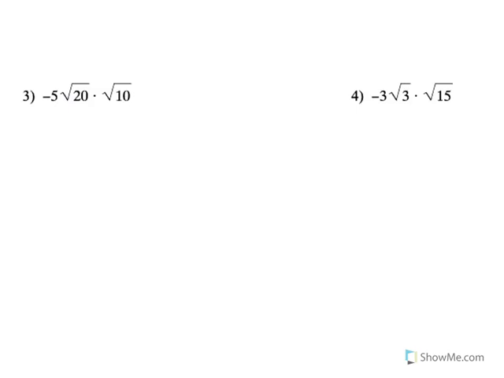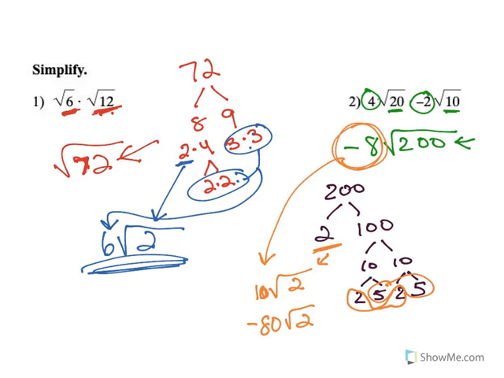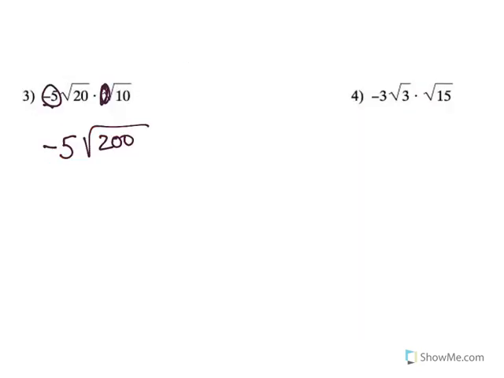So on this one, we have a negative 5 outside, but there is nothing outside here. It's like a 1, just like with an x or whatever. So that means we have negative 5 outside, and then we have 200 inside. Well, we just did 200, right? We don't need to do it all over again. We know that radical 200 is 10 radical 2. So we can go ahead and do negative 5 times 10 radical 2. So that gives us negative 50 radical 2.